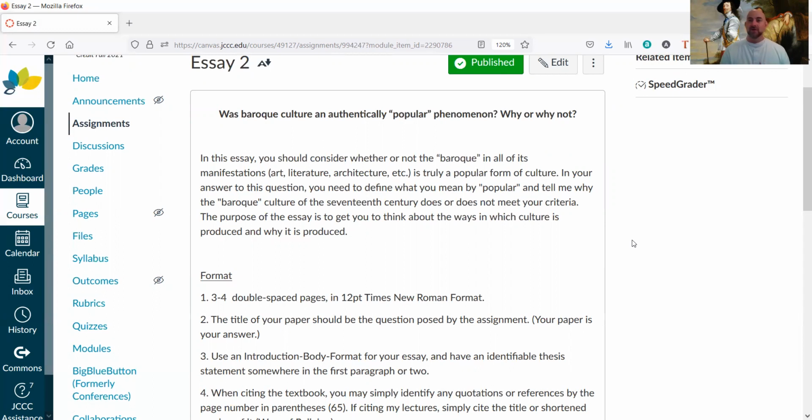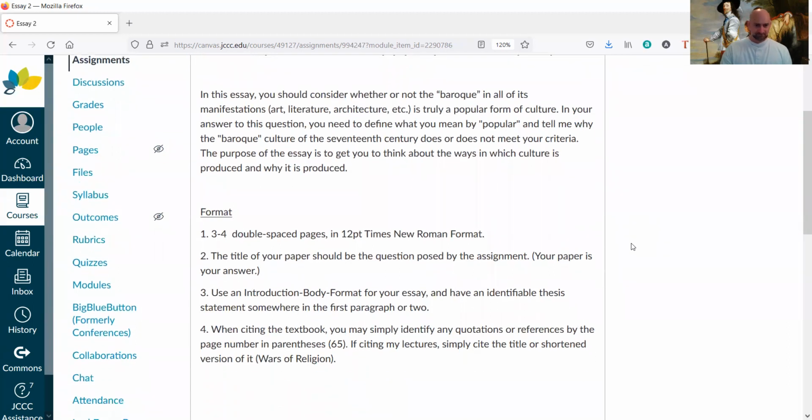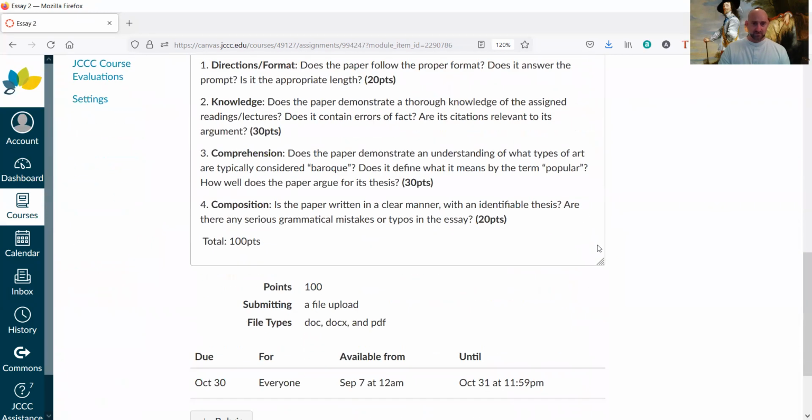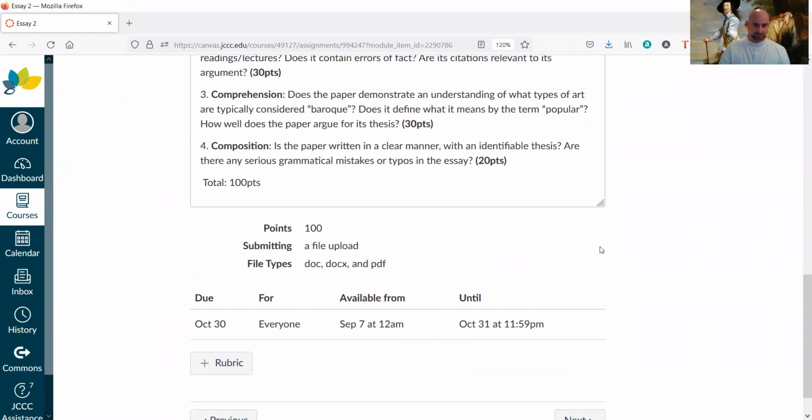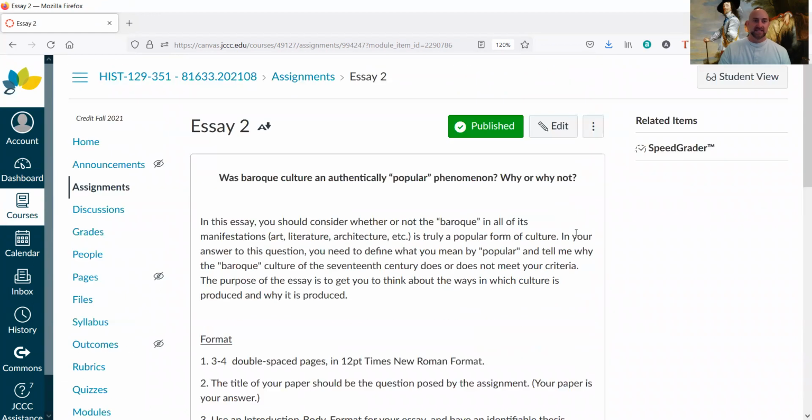Baroque is a type of art in the 17th century. And ask the question, is it popular or not? Again, this is where you have to just define terms, popular, and tell me why or why not Baroque does or does not meet your criteria. And again, it's partly to get you to think about culture and why it's produced and what it is. Again, same deal in terms of the grading and everything. That's basically similar stuff.